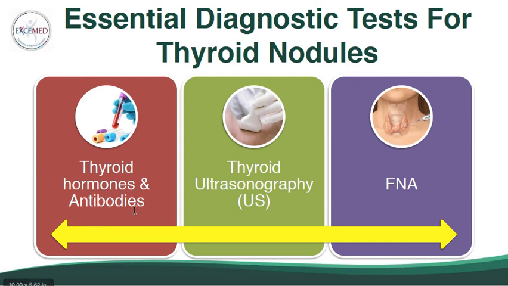So, your thyroid hormones will help you tell whether this patient is hyperthyroid, hypothyroid, or euthyroid. And of course, your FNA or fine needle aspiration biopsy or fine needle aspiration cytology will also give you a lot of clues whether your patient might have some form of malignancy. So you use all of these diagnostic tests to help you appraise your patient what would be the next best course in the management of their thyroid nodules.